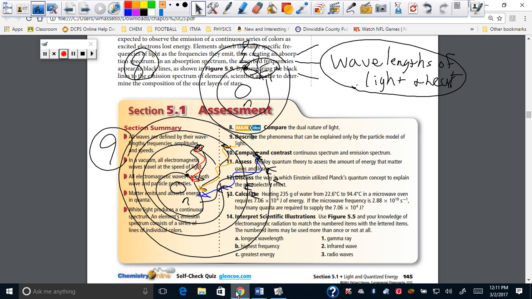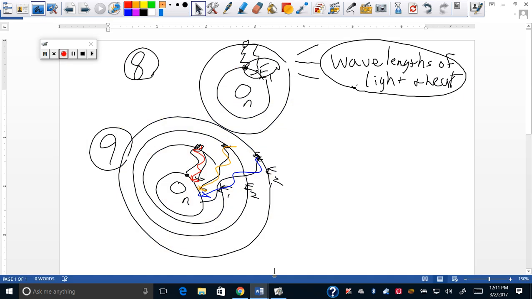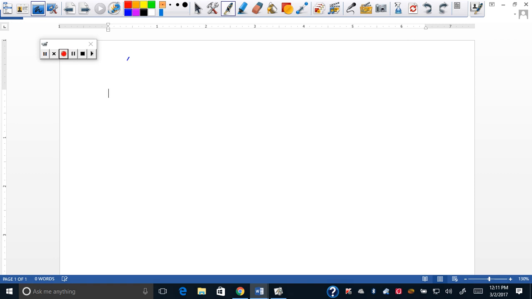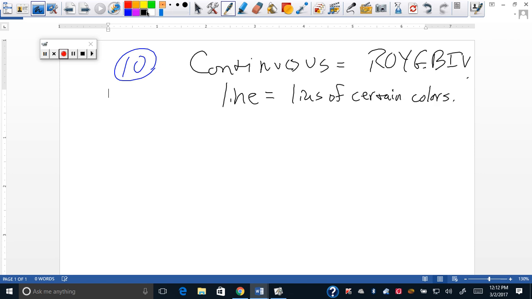Number 10. Compare and contrast continuous spectrum and emission spectrum. What is a continuous spectrum? We looked at it. A continuous spectrum has all the colors of the rainbow. Right? What are the colors in a continuous spectrum? Good. A continuous spectrum has ROY G. BIV. A line spectrum. Does it have all the colors? No. It has lines. Does it have all the colors or only certain colors? Okay, so it's lines of certain colors.